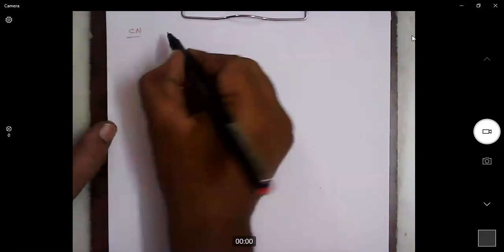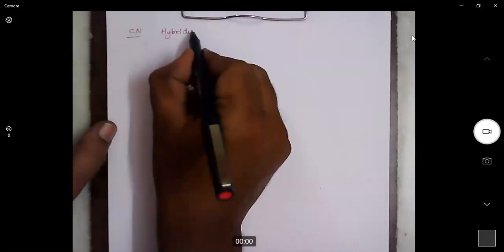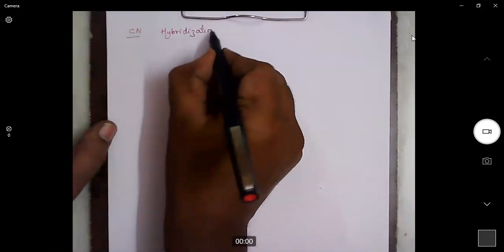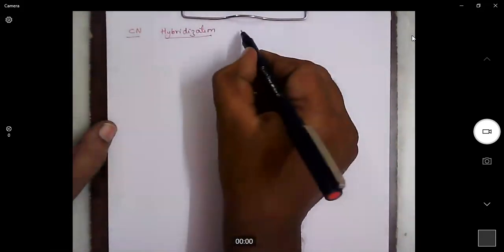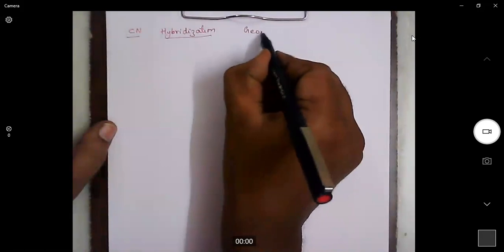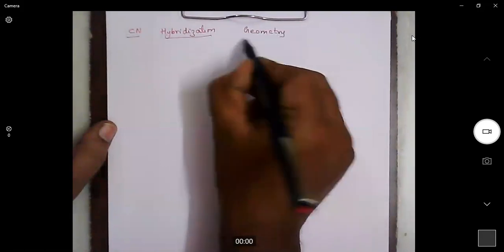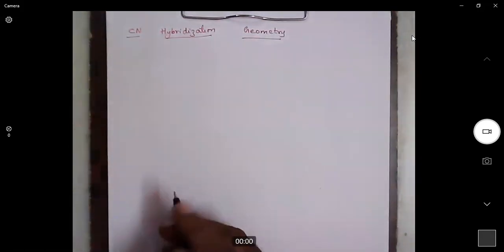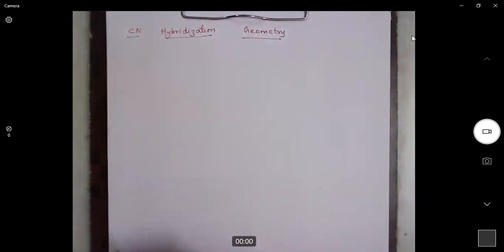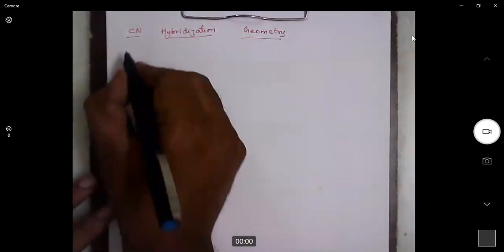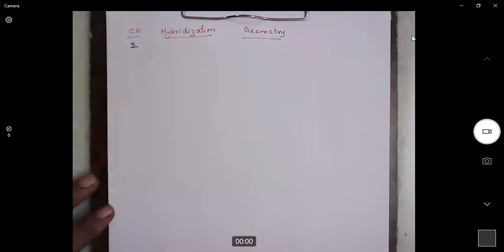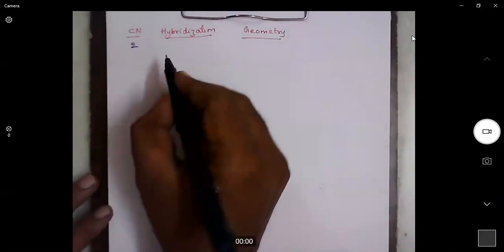Please take this table: coordination number, hybridization, and geometry or shape. So this information is very much useful to explain the structure of a complex using valency bond theory.